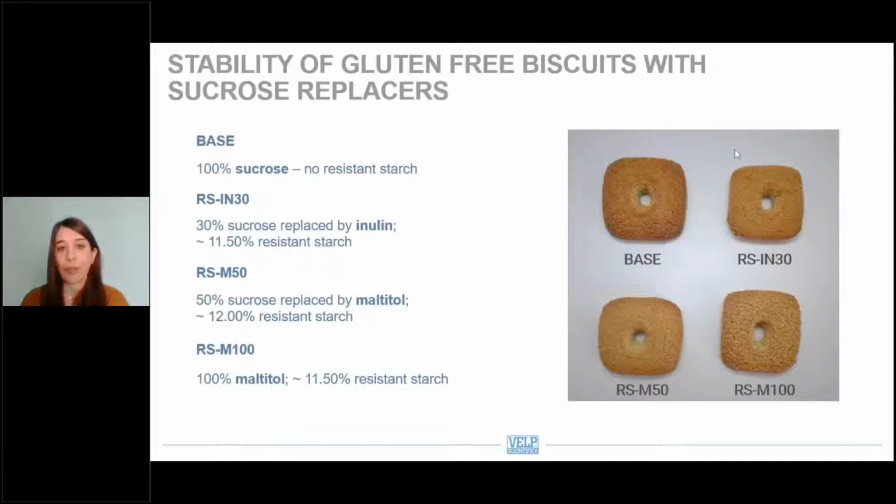Now I'm going to show you an example on biscuits. As part of an industrial PhD project, we made 4 formulations of gluten-free biscuits based on buckwheat, sorghum, and lentil flour. In order to reduce the glycemic index, we added resistant starch, and we totally or partially replaced the sucrose with inulin or maltitol. And we studied the oxidation of these biscuits thanks to Oxitest.